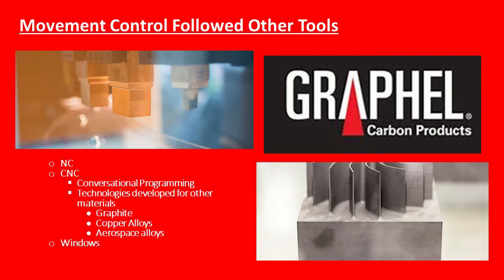Also, the technologies that were developed. I mentioned the early machines were designed specifically to burn with copper. All the modern machines today, you're going to find technology tables for graphite, for copper alloys, for aerospace alloys, both electrode and workpiece.